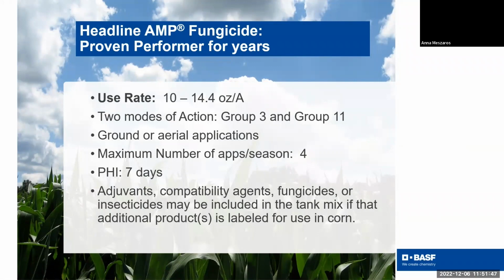Just a brief one on Headline Amp. This has kind of been our staple for the past couple of years. 10 to 14 ounce rate. This is a 3 and 11 group. We do have a new 3 and 11 I'll touch on in just a second, but we want to use Headline Amp later on in the crop cycle.